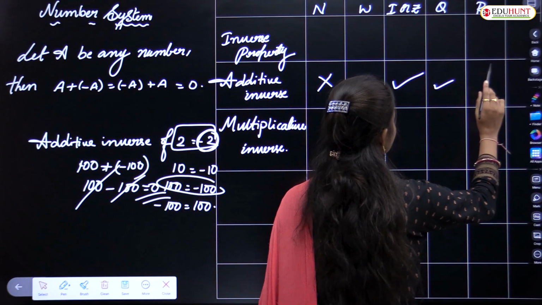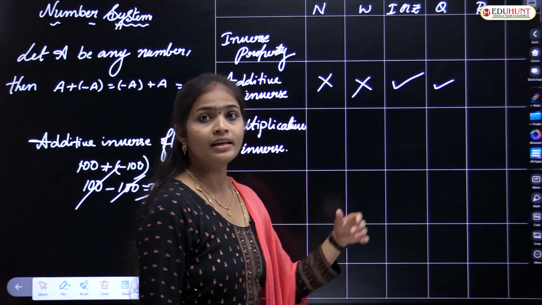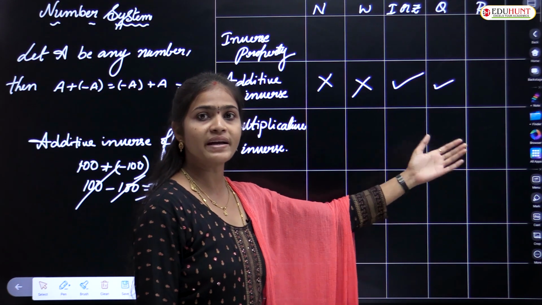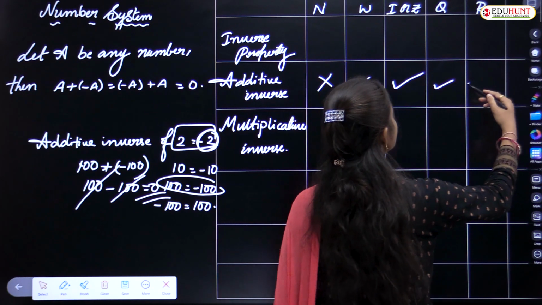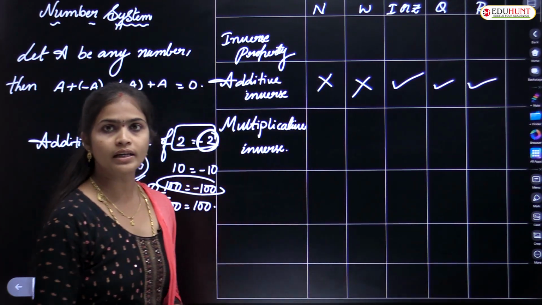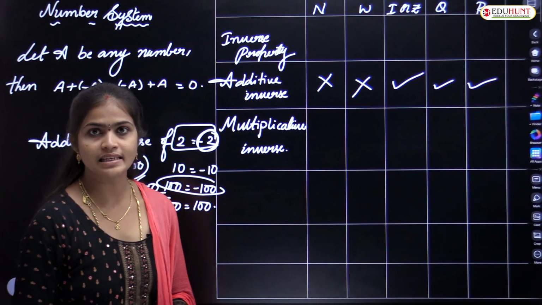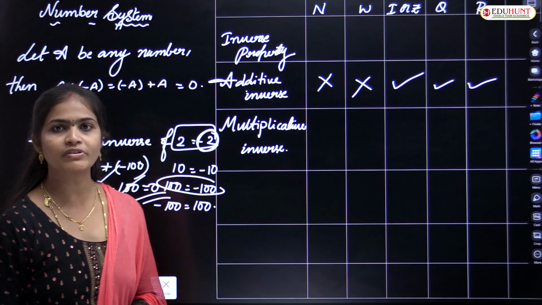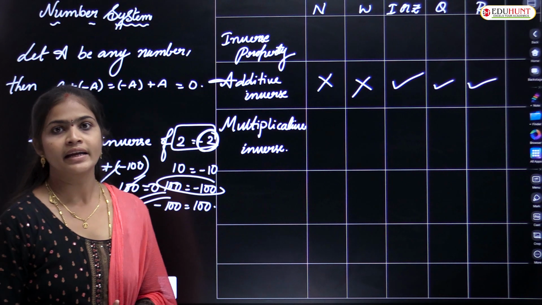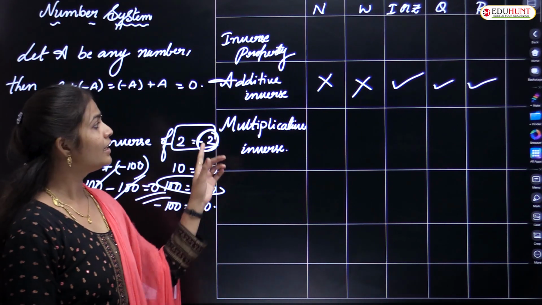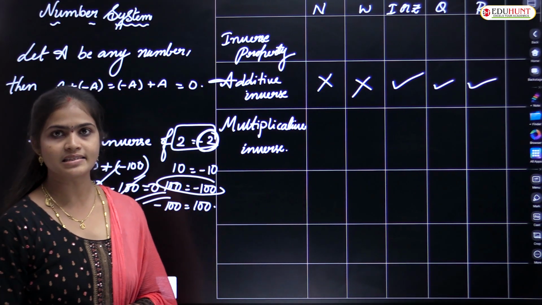So rational numbers also satisfy. Integers and rational numbers satisfy, in those two cases also, and real numbers too. So here also it satisfies. Additive inverse exists in which types of numbers? Integers, rational numbers, and real numbers. In those three types of numbers only, additive inverse will exist.